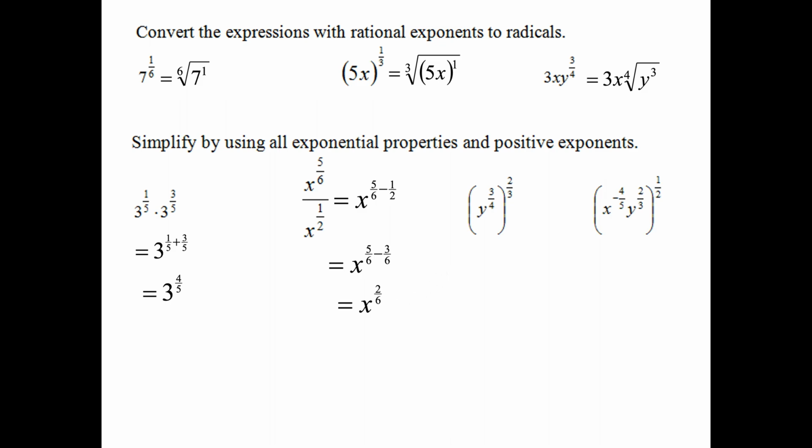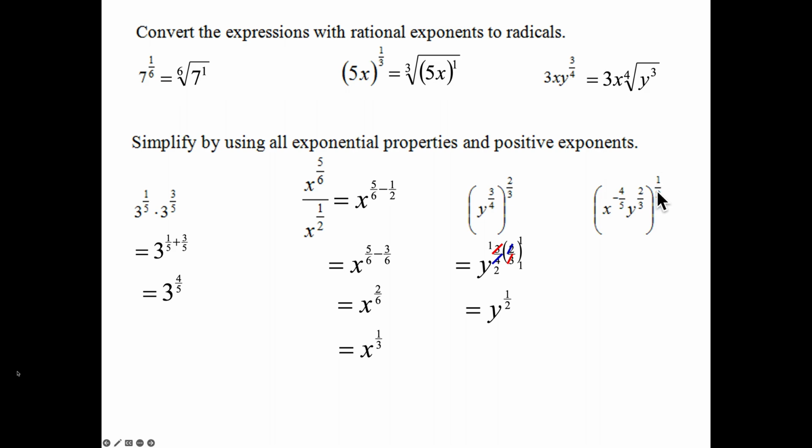Wait a minute, we can reduce that fraction one more time. x to the 1/3. Power to a power, multiply. You could make this 6/12 and then reduce it to 1/2, or you can cancel the 3's. 2 can go into 4 twice, and you can get y to the 1/2 that way. One way or the other, doesn't matter to me.